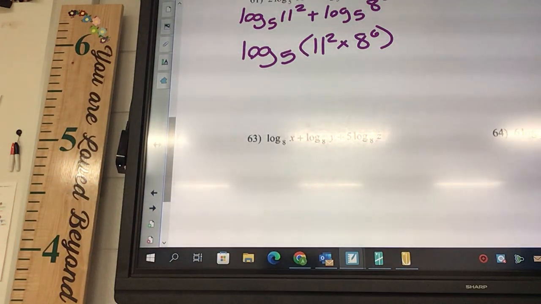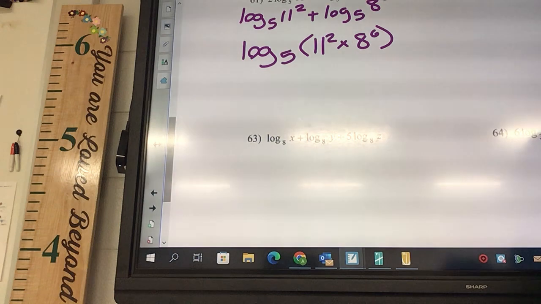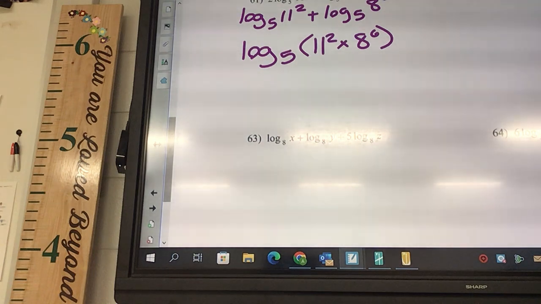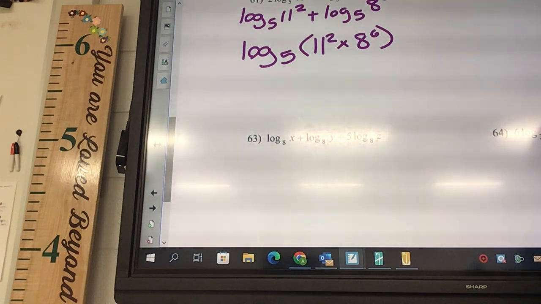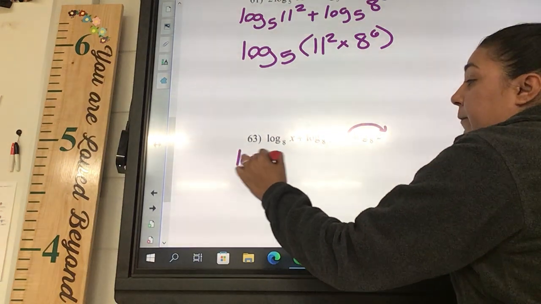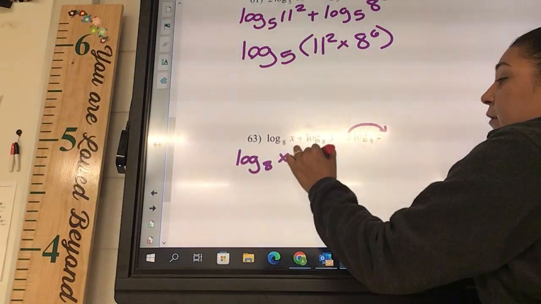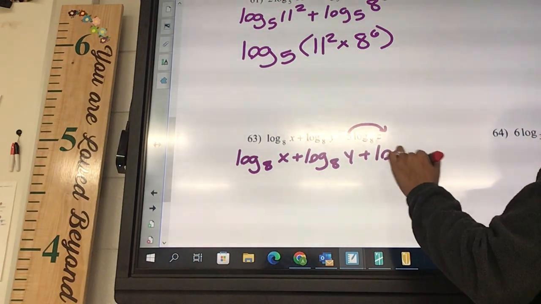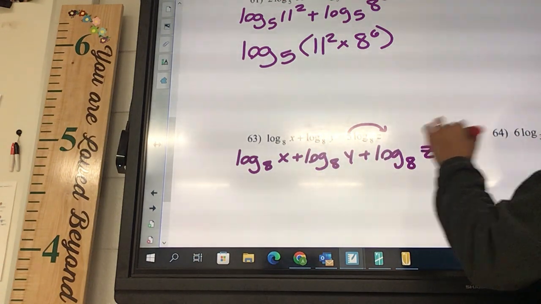Okay, same thing. We're expanding logs. So do any of these have a number out front? One of them does. What is it? The 5. Okay, so this one needs to be moved. So it's going to look like log 8 of x plus log 8 of y plus log 8 of z to the 5th.